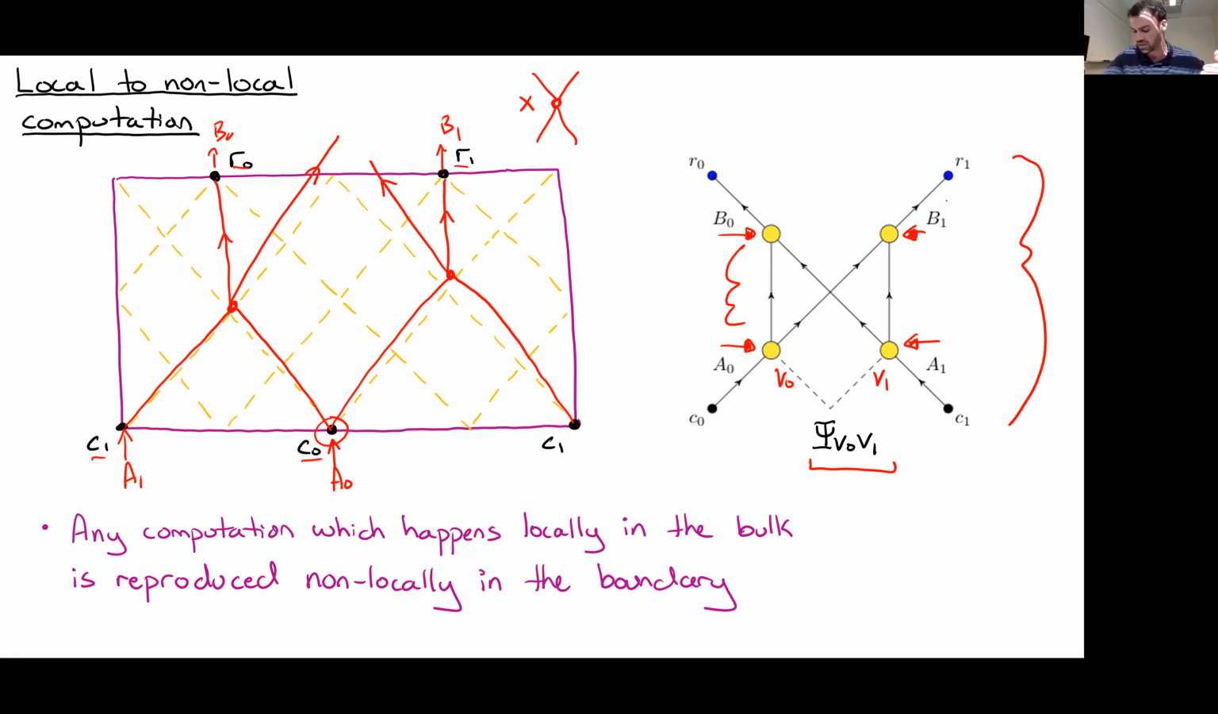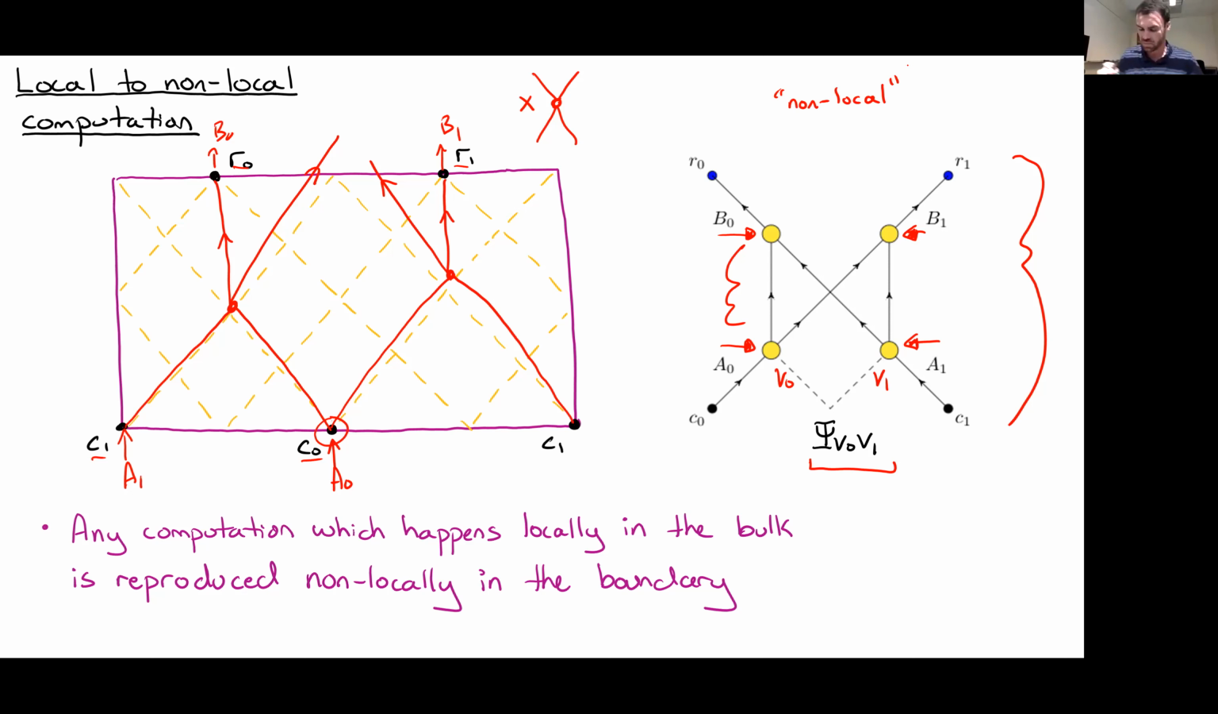At the end of this process with the computation, the communication, and then a computation again, we're supposed to have reproduced the same computation as happened in the local form, right? The boundary reproduces the local computation in this form. This form I'm going to call a non-local computation.